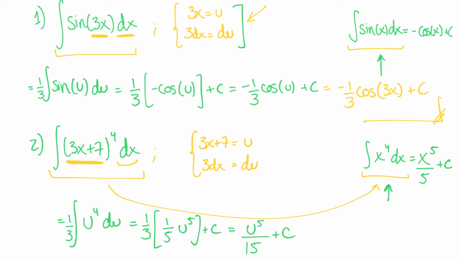Fantastic. But remember, the integral is solved, but it's in terms of u now. So I need to go back because I need it to be in terms of x, of course. And I look at my little change of variables here, and I see that u is actually equal to 3x plus 7. Therefore, 3x plus 7 to the power of 5 over 15 plus c.